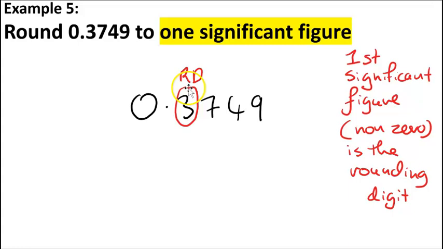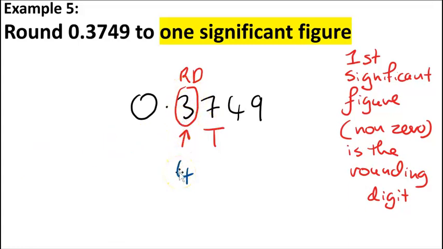So we circle 3, this is the rounding digit. And then the number directly after it is the telling digit. So the 7 is going to tell the 3 what to do. 5 or more, let it soar. 4 or less, let it rest. So the 7 is 5 or more. So the 3 is going to round up to 4.